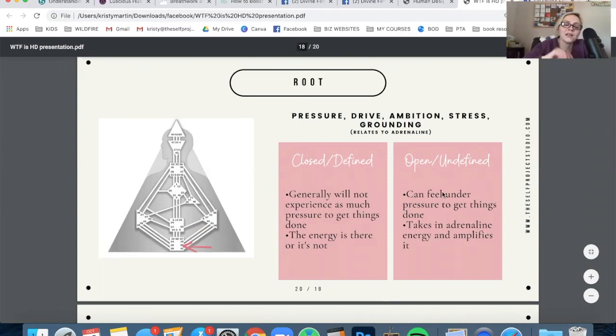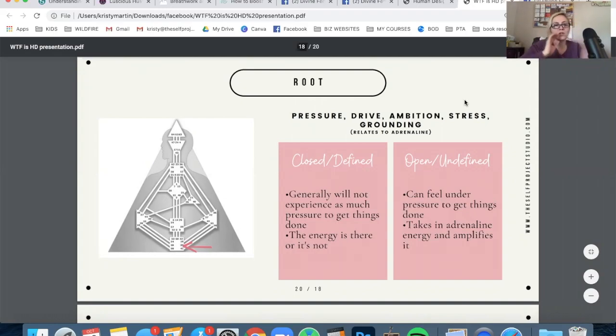Then an open and undefined center, like mine's open and undefined. So I can really relate to this. You feel under the pressure to get things done. You take in an adrenaline energy and you amplify it. So under the pressure to get things done, like if I have a to-do list written out, there's this false pressure on me of, oh my God, I have to check off this to-do list, right?